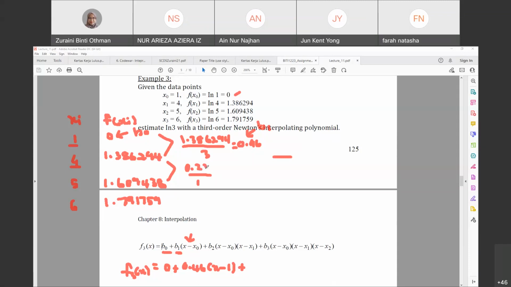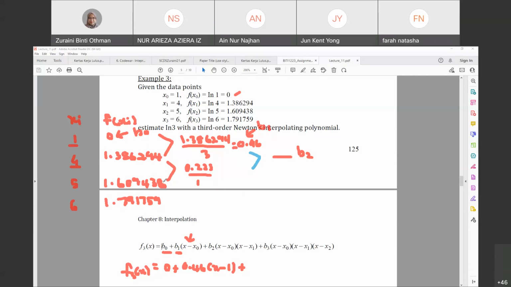Okay, because it is divided by 1, so it is 0.223. Okay, so this is another point of gradient, but we don't have our B2 yet. So B2, we have to find the gradient for this 2. Which means 0.223 minus 0.96 divided by what?